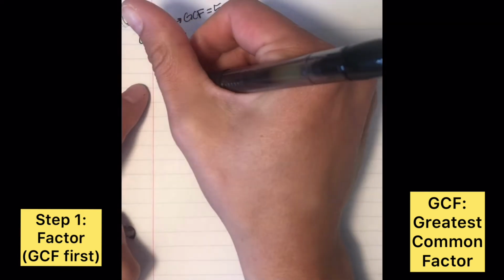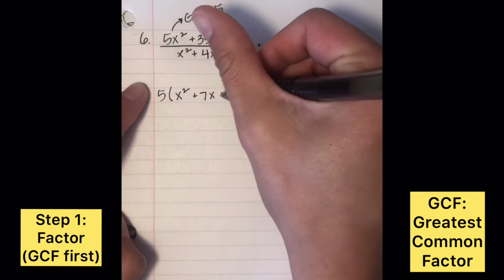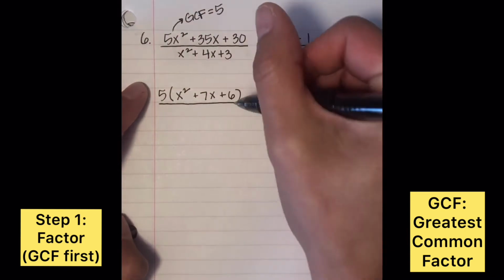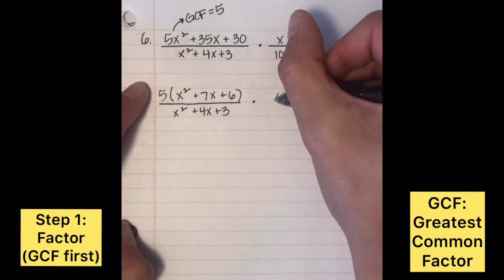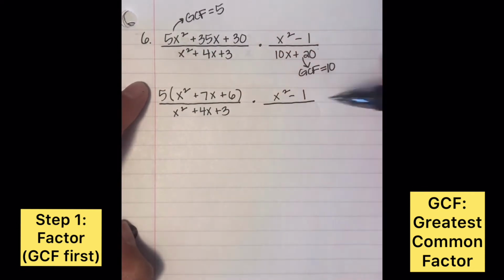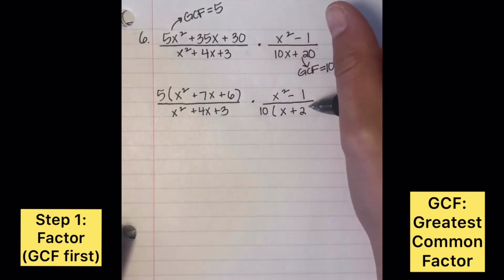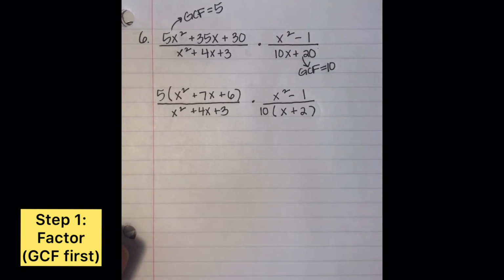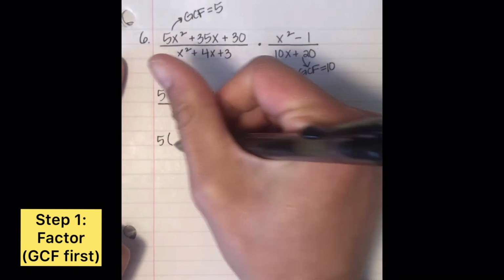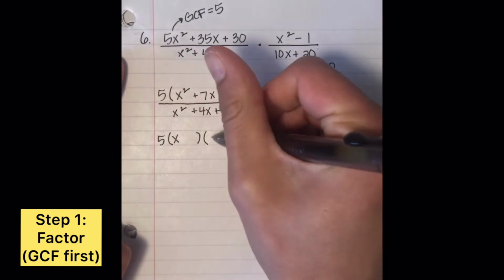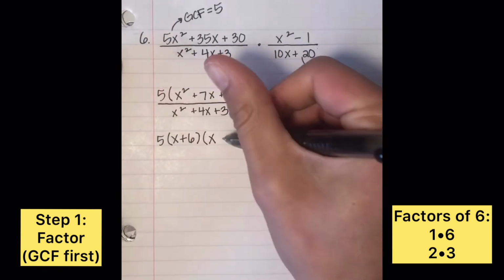So if I divide by 5, I'm left with x squared plus 7x plus 6. I'm going to rewrite x squared plus 4x plus 3. And I'm going to rewrite x squared minus 1. Bottom right, I've got 10 for the GCF. When I divide by 10, I'm left with x plus 2. All right, now I can factor any quadratic, so this top one and bottom one, and then x squared minus 1. So 5, 2 parentheses. We've got x times x. We need to multiply to get 6, add to get 7, plus 6 plus 1.